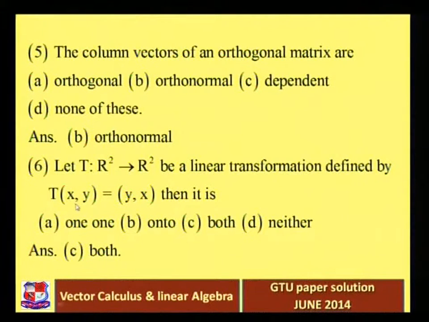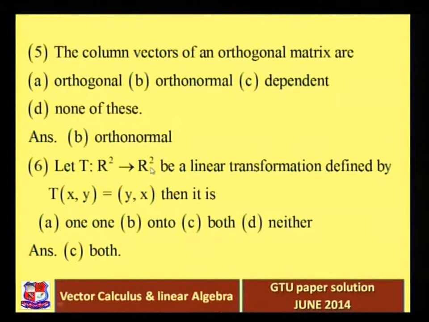To understand that the given transformation is onto is quite easy, because for any (y, x) belonging to R2 we can find (x, y) such that T of (x, y) is equal to (y, x). That is the only reason, right? Onto means for any element from the codomain there exists at least one element from the domain such that the image of that element is equal to that element, okay. So suppose we take y belonging to the codomain, for any y belonging to R2.